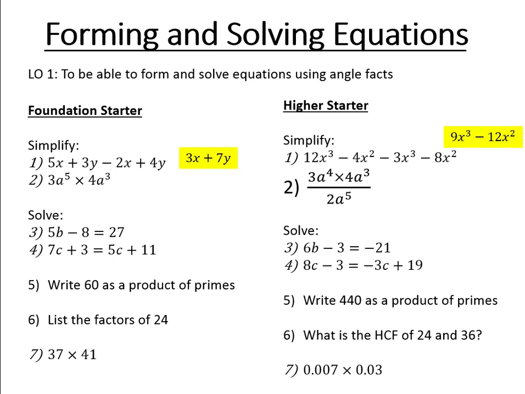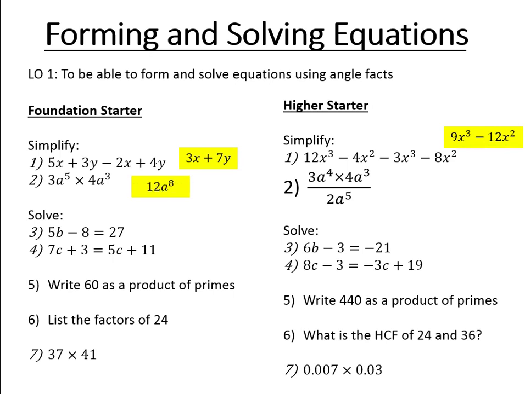Question 1 now, these involve powers. A lot of people do get confused, but you just look at the power. x cubed, 12x cubed and minus 3x cubed are like terms. That gives you 9x cubed. And you've got minus 4x squared minus 8x squared. That gives you minus 12x squared. They are also like terms, so you can add and subtract like terms.